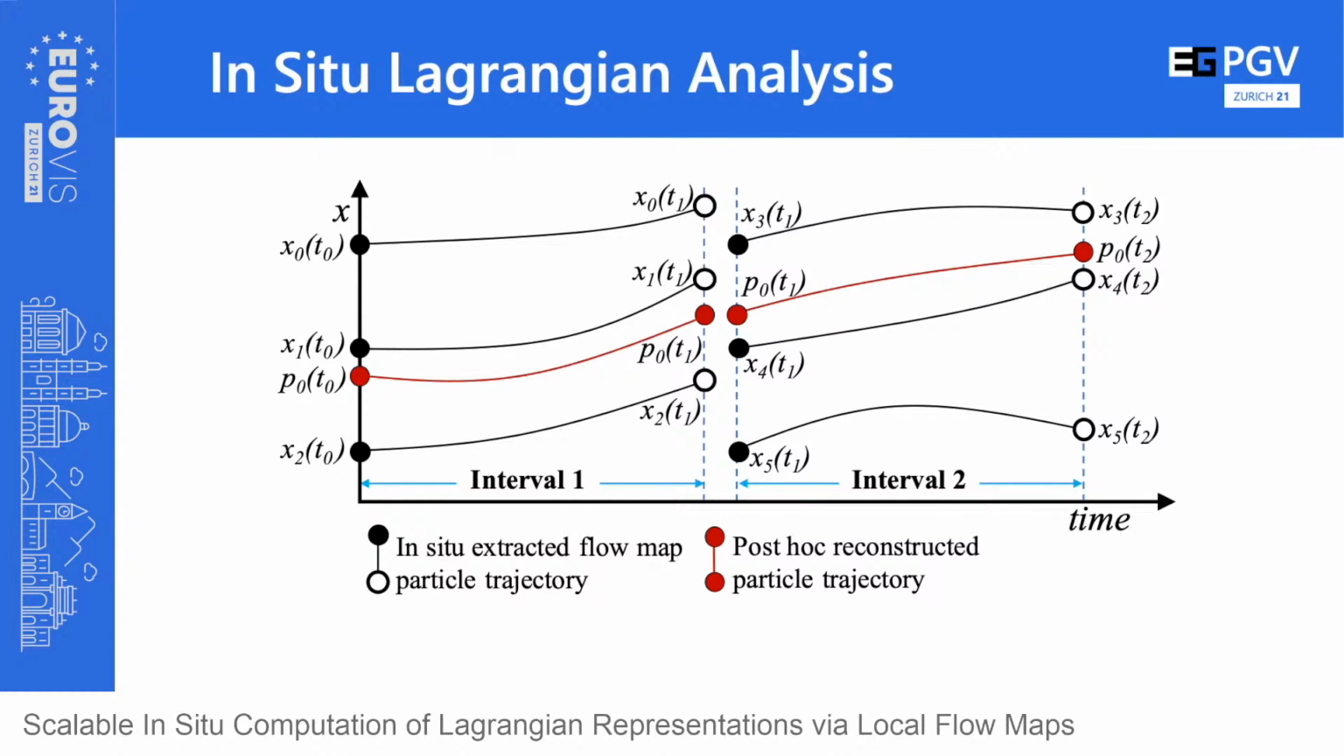In interval 1, from t0 to t1, the flow map consists of particles x0, x1, and x2. During interval 2, from t1 to t2, the flow map consists of particles x3, x4, and x5. Once these flow maps are computed and stored to disk, new particle trajectories, in this example the red trajectory, can be calculated by interpolating the extracted data. So the red particle can interpolate its end location using particles x1 and x2 over the first interval and particles x3 and x4 over the second interval.